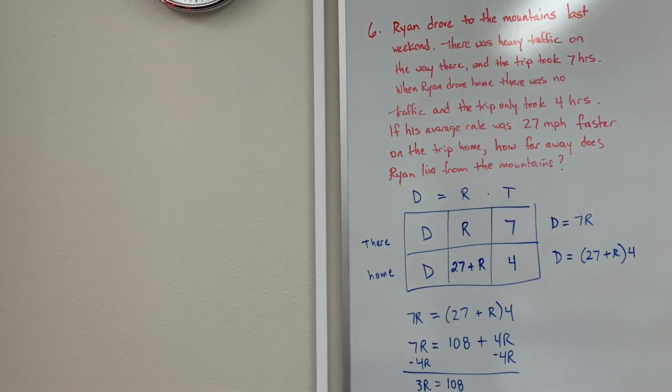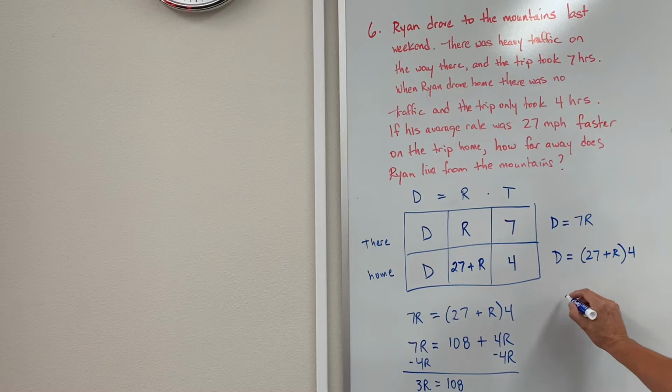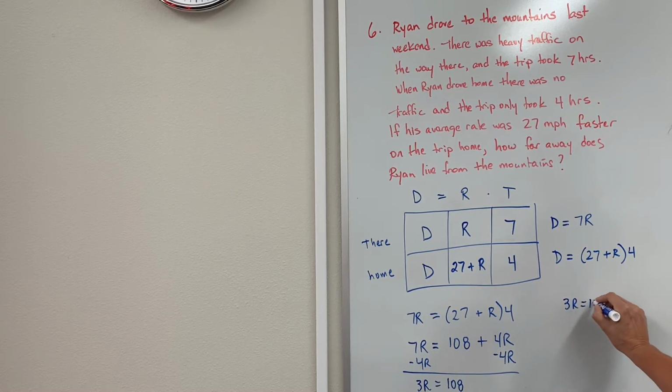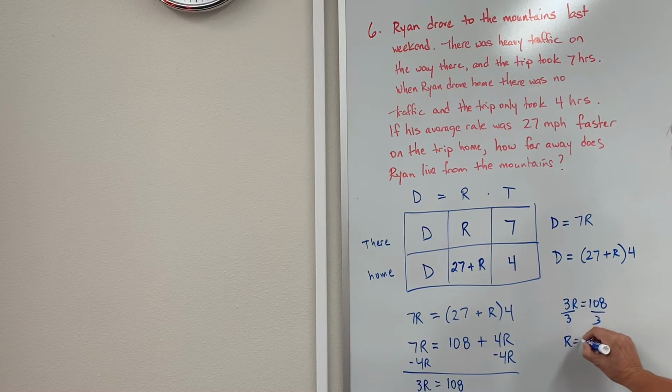Let me see if you guys can still see this. Almost. So I'm going to rewrite this up here. So 3R equals 108, divide by 3. I get R equals 36. Okay, did I answer the question?